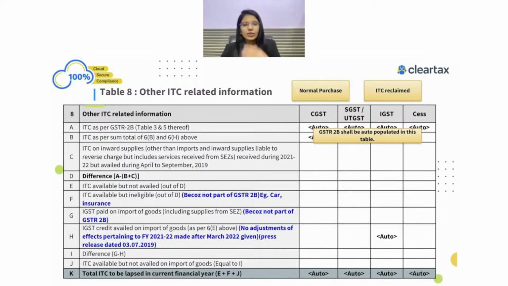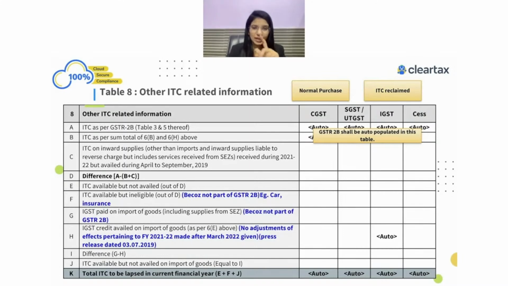See, now again when we look into 8A, 8A is the ITC which is coming as per 2A, 2B, whatever we may say. When we are saying 2A and 2B, you again should not focus on the wording used over here. They are just showing that the ITC which has been shown by your supplier in their GSTR-1, which is coming in my GSTR-2A or 2B, that information has to get populated in 8A.